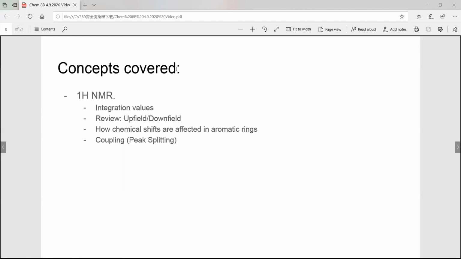The concepts we'll be covering are all proton NMR related. We've got integration values, upfield, downfield, how chemical shifts are affected in aromatic rings, and coupling, or peak splitting.